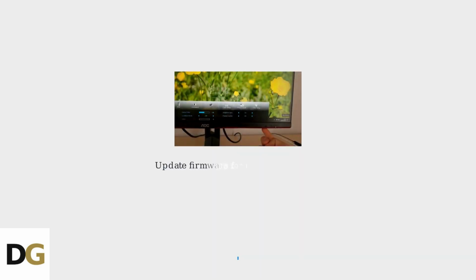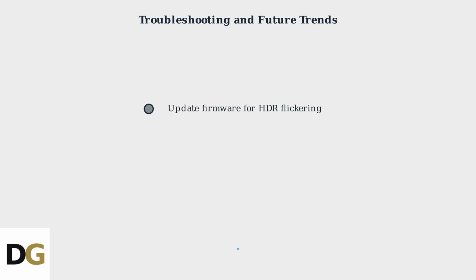Regularly update your AOC monitor's firmware for improved compatibility, automatic VRR toggling, and HDR stability. Common issues with AOC monitors include HDR flickering, which can be resolved by updating both your console and monitor firmware. To fix HDR flickering, ensure both are up to date.